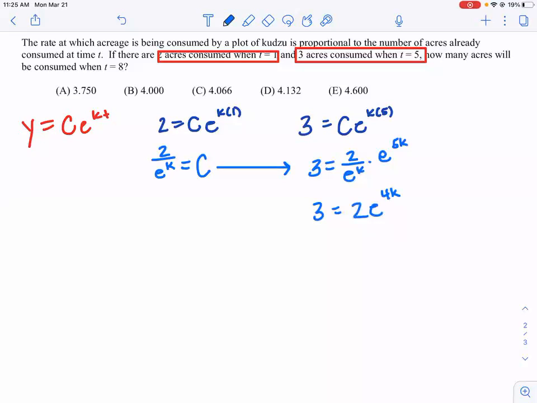Okay, so now we can divide over the 2. Thank you. That is what I wanted to ask you. Okay, we can do it. How do we rewrite this?